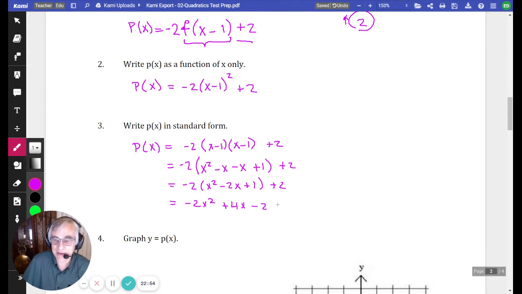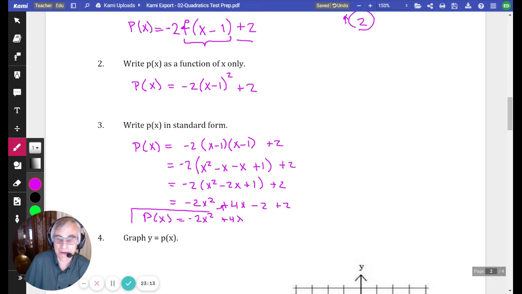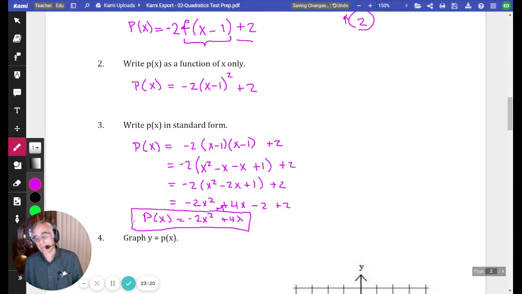And then finally, we bring down this last plus 2, and we can write our final version, p of x equals -2x squared plus 4x. And the -2 and the +2 cancel out, and there's nothing left to do. So there is no constant term in our standard form. Standard form.